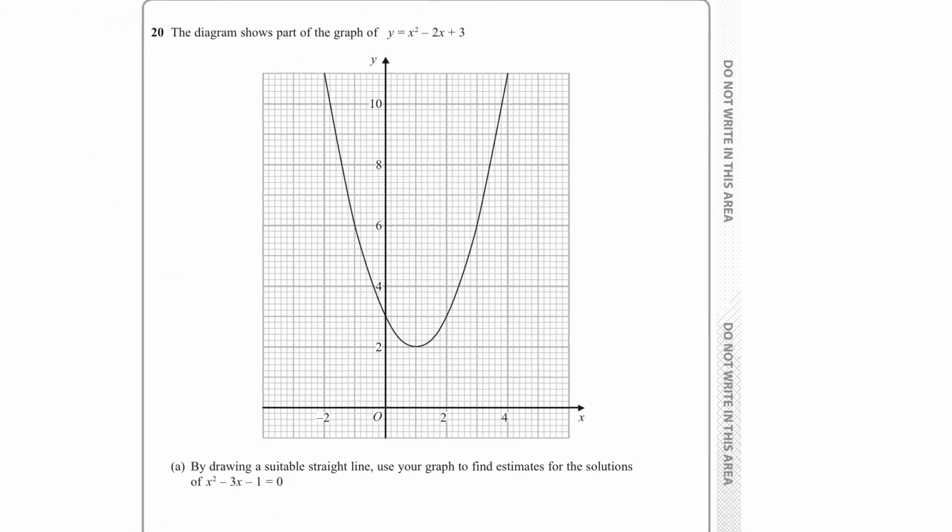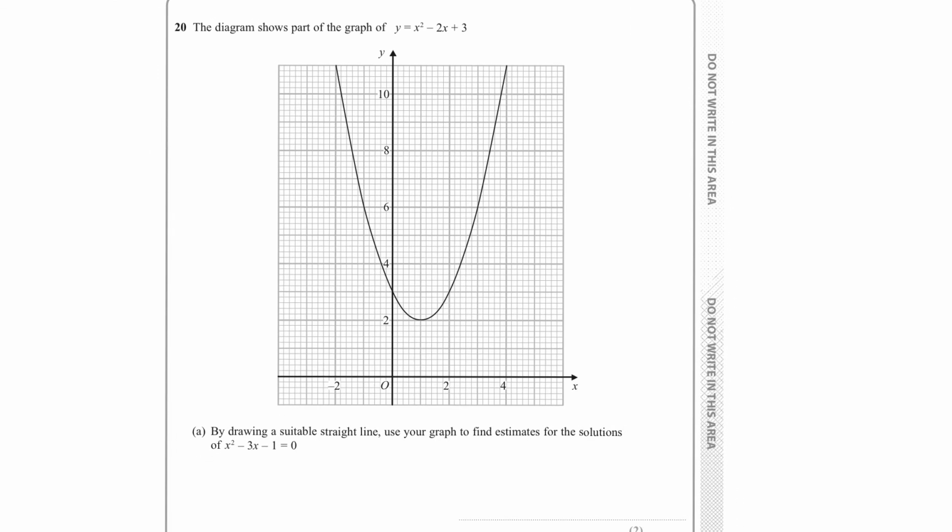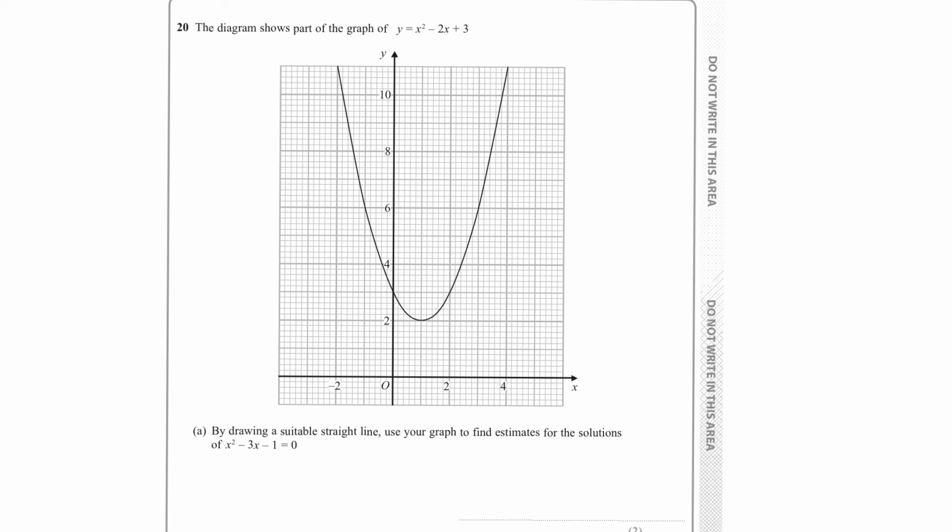Question 20, we've got a nice quadratic graph, and it basically wants us to find the solutions of when the graph is equal to 0. So because the graph is initially equal to y, if it's equal to 0, then we're looking for the line y equals 0. And we know that y equals 0 is also known as the x-axis. So we're looking at where it would cross the x-axis.